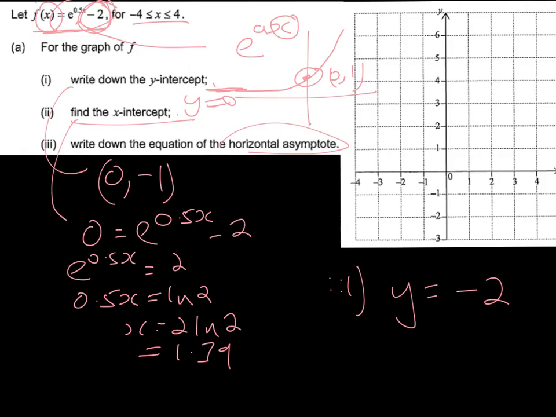In part B then, the final thing, we are just asked to sketch it. So we've got the y-intercept here, the x-intercept here, and the horizontal asymptote here, y equals -2. So our graph should look something like this. And provided it goes roughly through those points, you will get the marks for that.